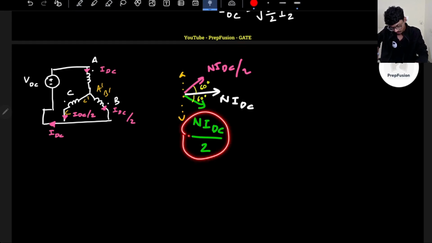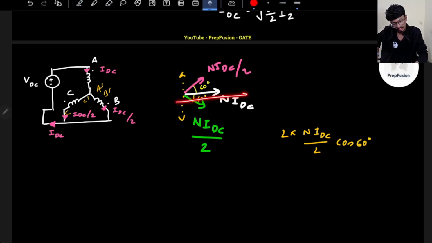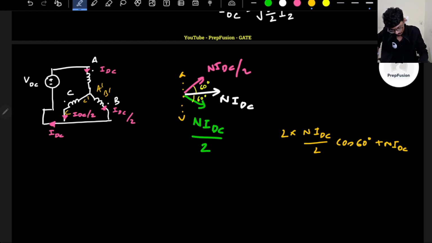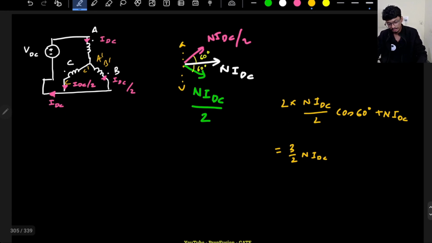So for both of them, the y-axis component will simply get cancelled. Only the x-axis component will be there. So NIDC by 2 into cos 60 plus NIDC by 2 into cos 60. So this is 2 into NIDC by 2 into cos 60, that is provided at the x-axis, and already a component is there for the A phase plus NIDC, and remember the y components are getting cancelled. So this will be equal to basically 3 by 2 NIDC. So this is the MMF provided from the DC supply.